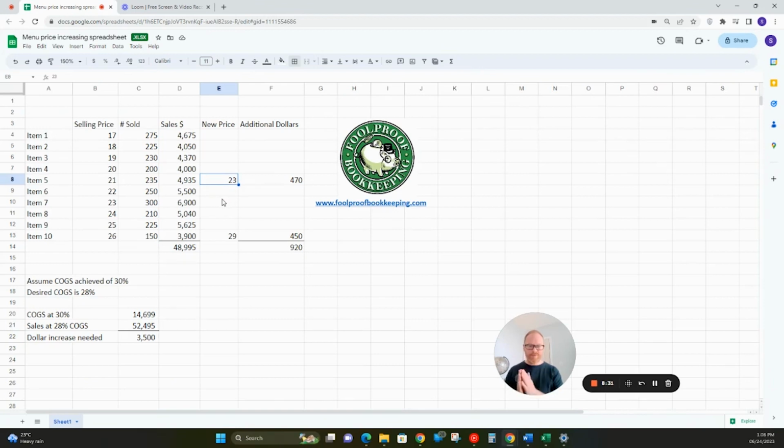Now, one thing I want to stress here is that it doesn't all have to be big jumps. So this $2 jump here, right now at $23, brought us $470. What if we added 25 cents to that? $528.75. So that 25-cent increased price on that one item added another almost $60 in revenue to our monthly sales. So small changes with a large volume of sales can have a big impact on what you're trying to do. You just keep working your way through this.